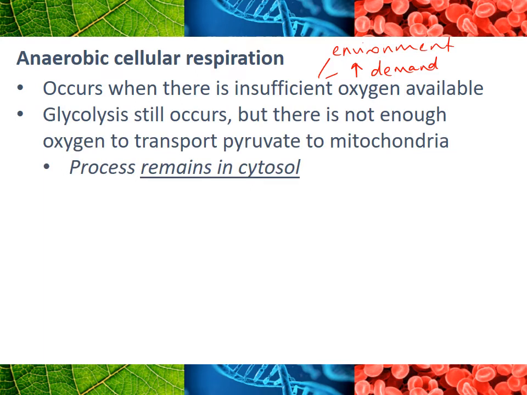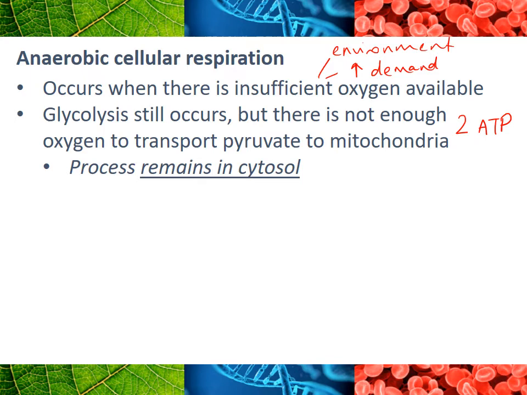So glycolysis still happens. And remembering, in glycolysis, 2 ATP are produced. Okay, so that still occurs. Because there's no oxygen, the pyruvate that are made in glycolysis cannot move into the mitochondria. Okay, so they stay inside the cytosol.